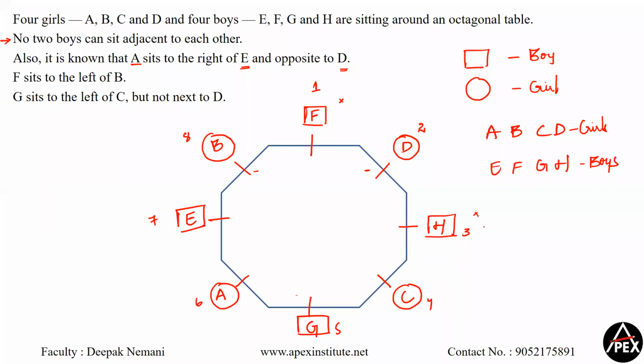Clear, simple question. I have introduced this to let you know that if we have any number of persons sitting around a square or a hexagon, it's nothing but similar to circular arrangement. Okay, third question.